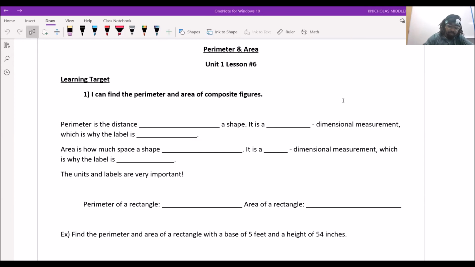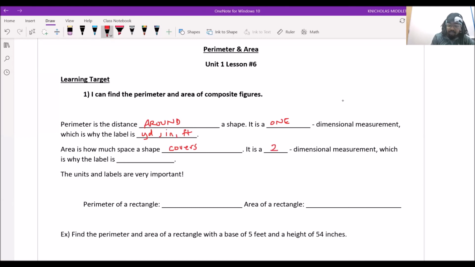Okay, so as we start, let's talk about what perimeter is. Perimeter is the distance around a shape. On the outside, around, however you think of that. It is a one-dimensional measurement, and that's why its label would be something like yards, inches, feet, things like that. Okay, area is how much space a shape covers.